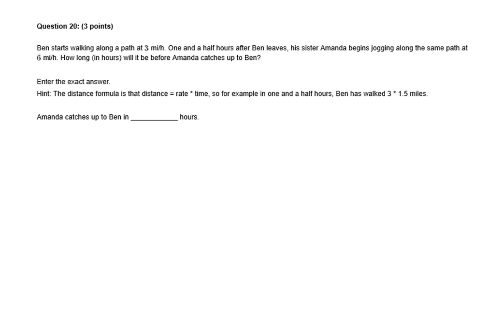You've got Ben and Amanda, right? So I'm just going to use B for Ben. Here's Ben. He starts from this point and he starts walking, and his rate is 3 miles per hour. I have no idea how long his total walk is, so I'll just say that he walks a time of t.